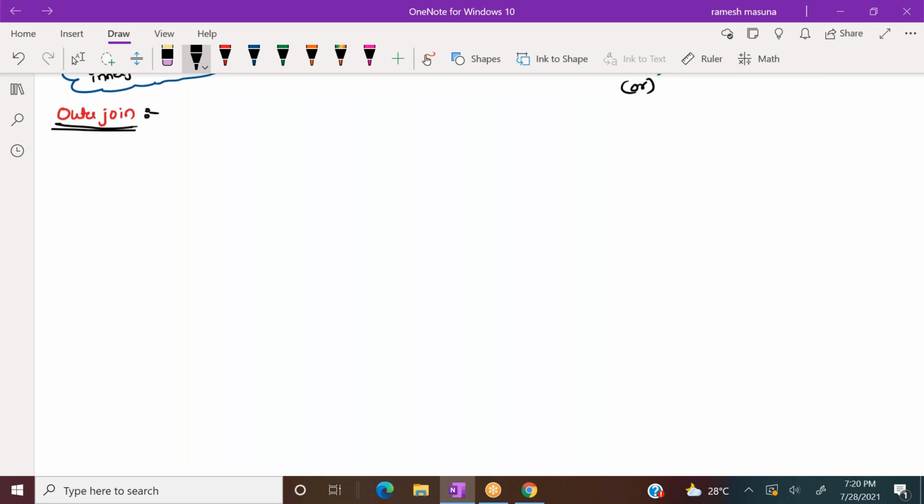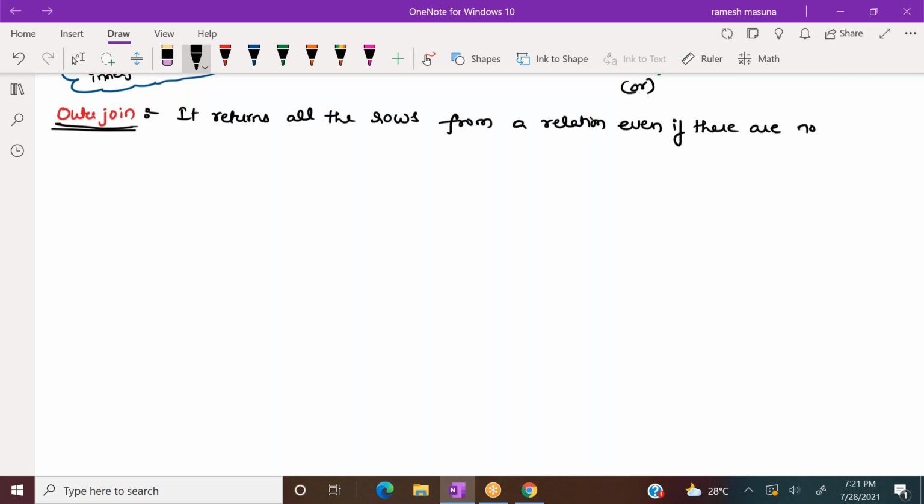Because I wanted both matching and non-matching rows in the output, we have to use outer join. Outer join returns all the rows from a relation, even if there are no matching rows in the other relation.